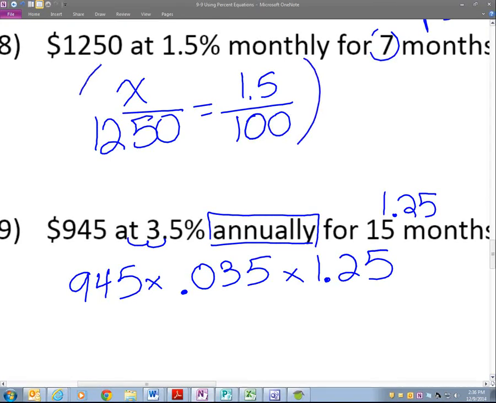So I guess I could even do this. I could do that, but I'm not going to worry about that right now. Just at the end, I'm going to come back and multiply that whole thing by 7 because that's how much the interest is for 1 month. That's how you would set that one up. Then the answer, when you're done, is going to be 7x. So you're going to solve for x and you're going to multiply x by 7 because it's 7 months.